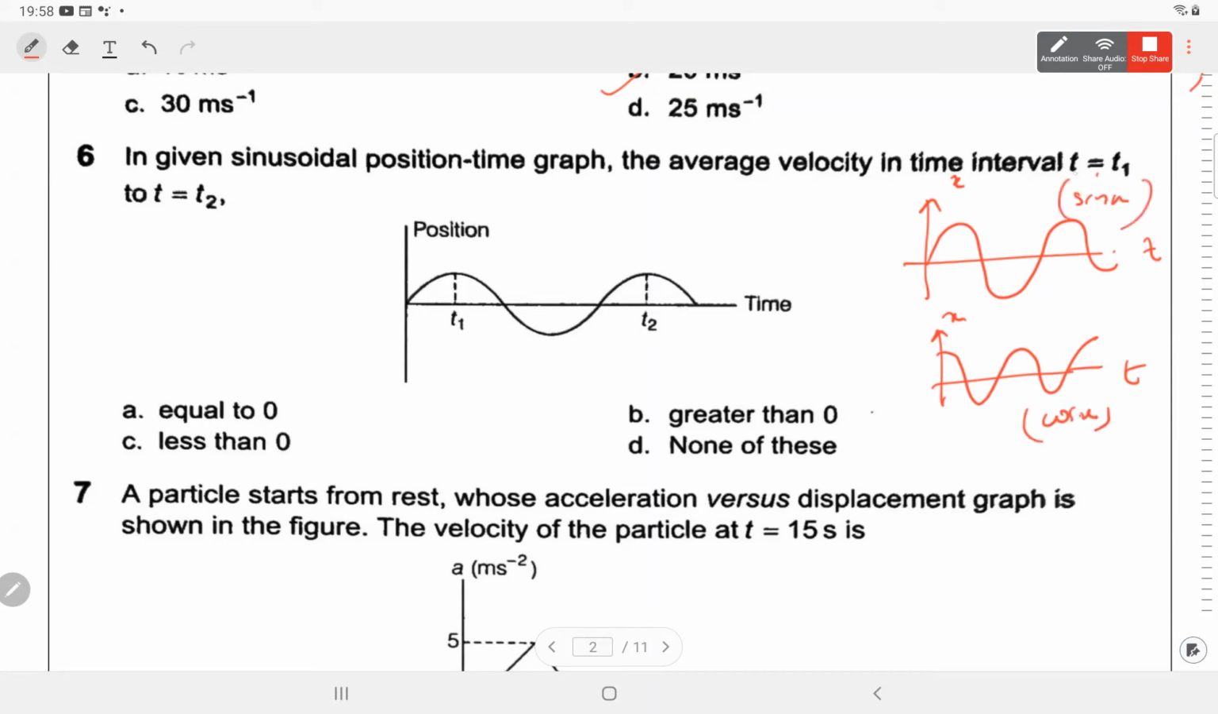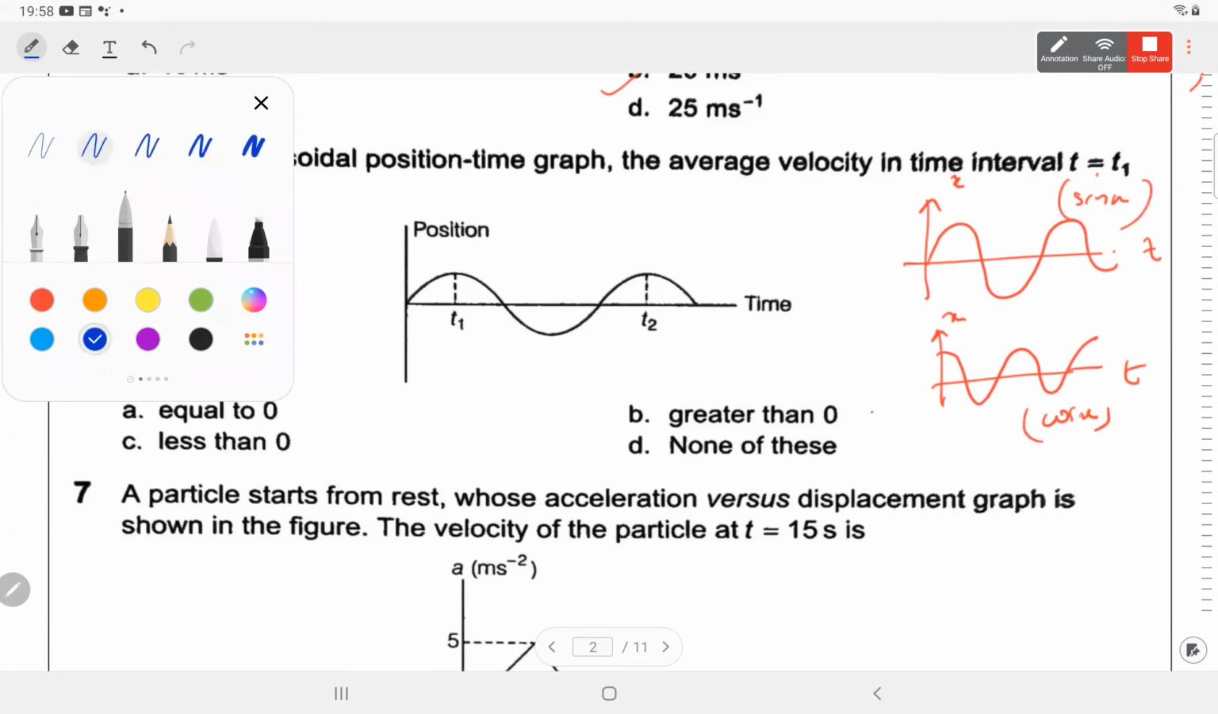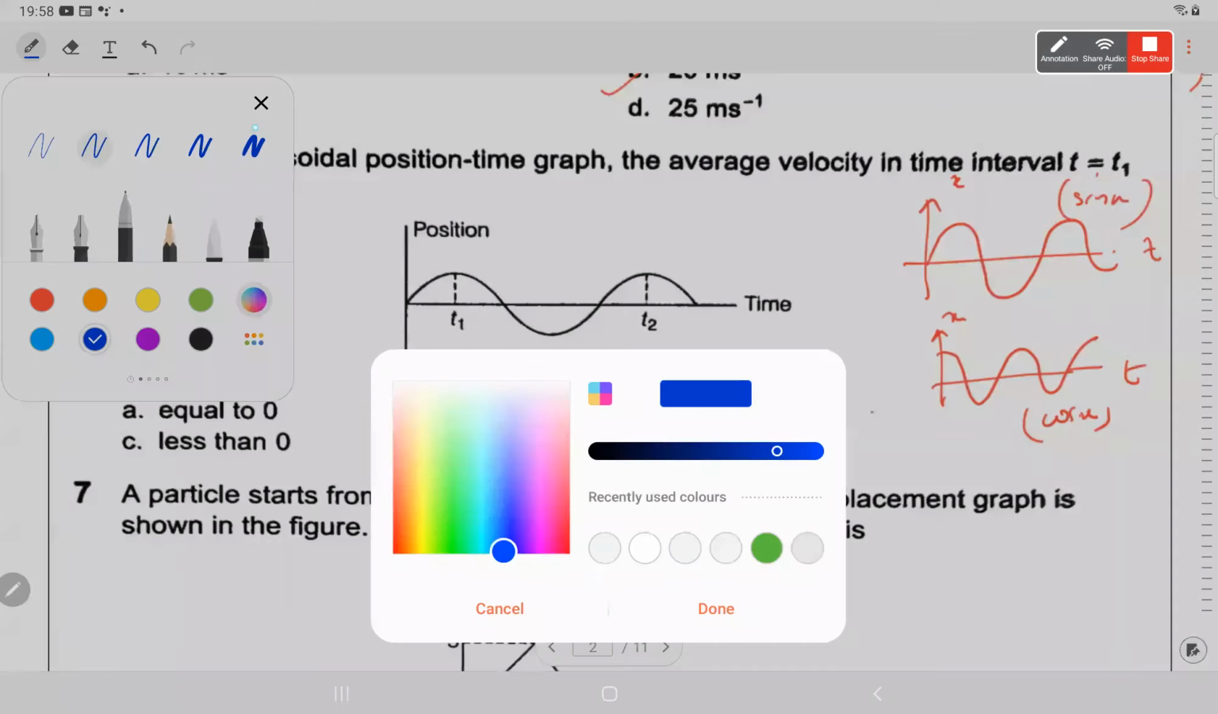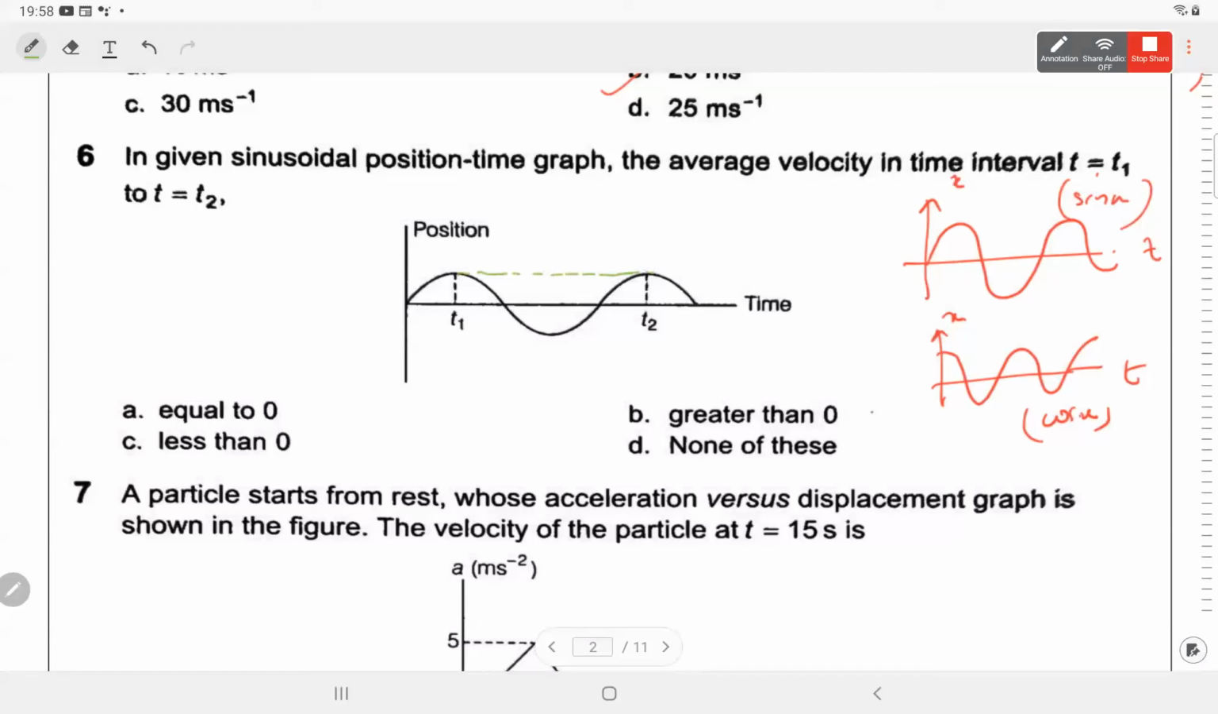Now it says the average velocity between t1 and t2. If we want the average velocity between t1 and t2, whether it is a sine function, cosine function, any function, we just join them. What is the slope of this line? What is the slope of this line? So 0.